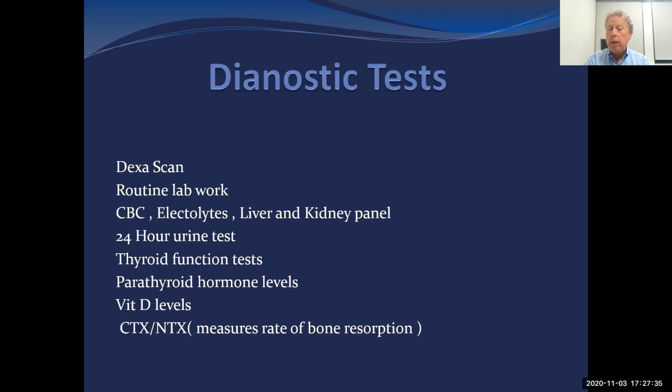Routine lab work is something that we usually do. So we do a CBC, electrolytes, liver and kidney panels, because general medical conditions can cause problems. A 24-hour urine test is also helpful because we're trying to see if your kidneys are filtering out calcium or if you're excreting it. If you're excreting calcium and your 24-hour urine shows that you have a high calcium level, your kidneys are part of your osteoporotic function.